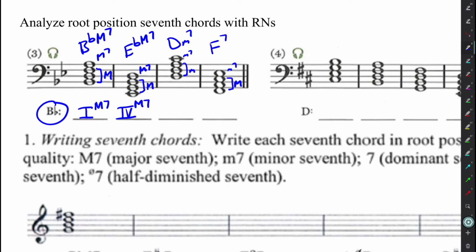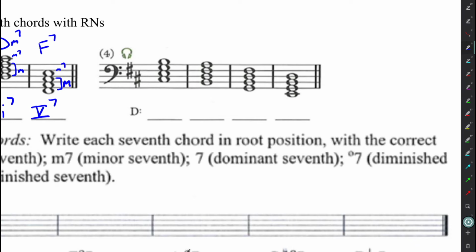In the next example, D is the third scale degree in the key of B flat. It's a minor 7, so I'm going to do lowercase Roman numeral 3, 7. I don't need to write minor because I used the lowercase Roman numeral to indicate that. And lastly, we have F. F in the key of B flat is the fifth scale degree. This is a major-minor or dominant 7, so I'm just going to write capital Roman numeral 5, 7. Let's go on.